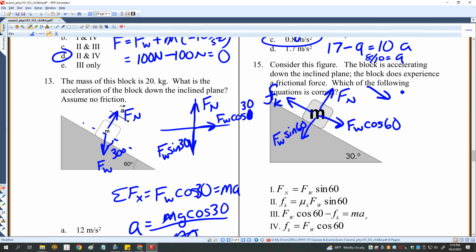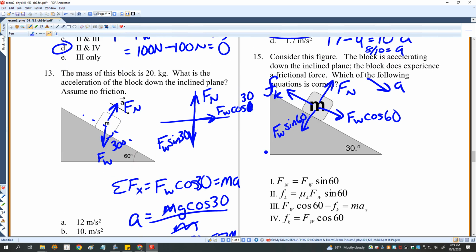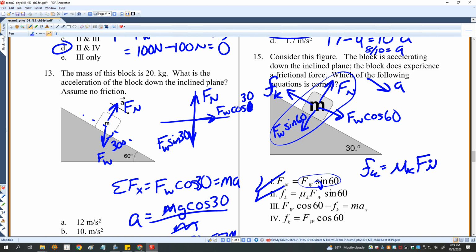And I know that it's accelerating. Just to remind me, I'm going to write that arrow there. Fn is equal to Fw sine 60. Look, that's the sum of the forces in the y direction. Yes, so that's correct. Fk equals mu k Fw sine of 60. Since this is equal to Fn, then I can substitute that in there for Fn. And so yes, that is correct, that Fk is equal to mu k times the normal force.